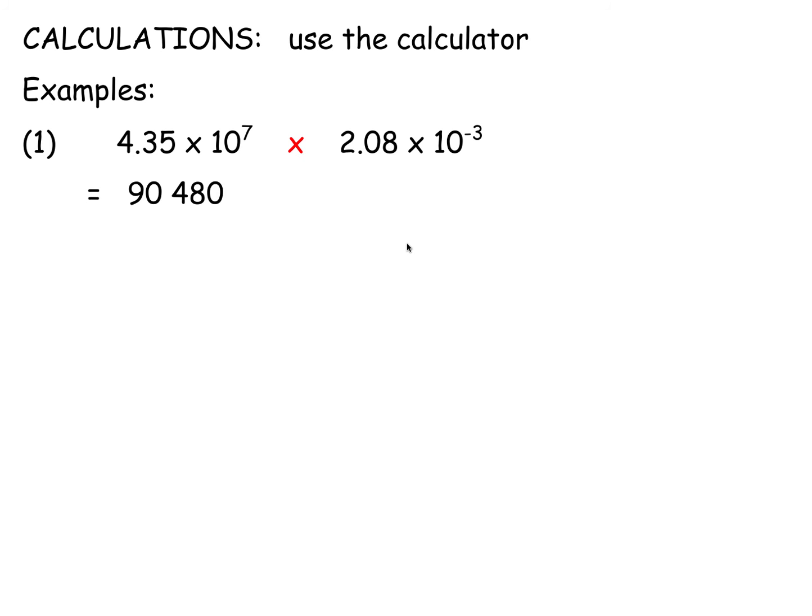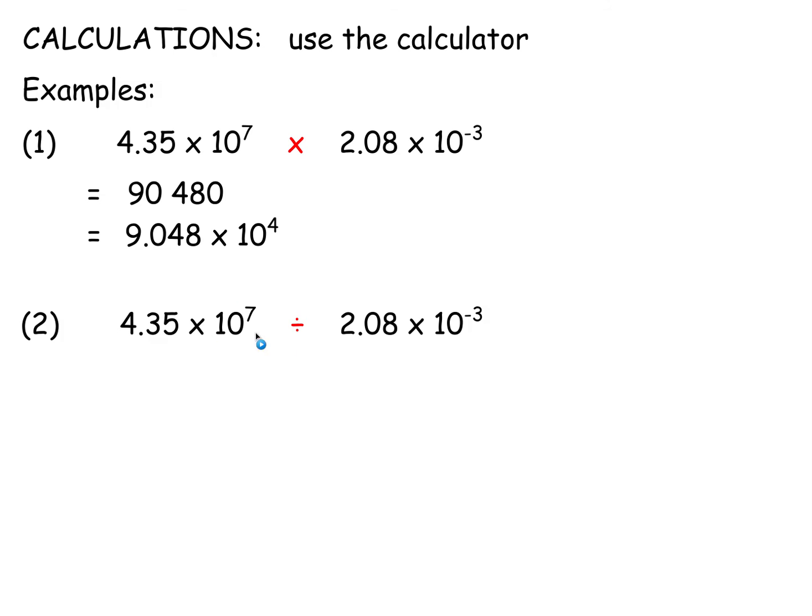It depends how your calculator's set. Most usually it will come up as a normal number in this case. If the numbers come very large, the calculator puts them into scientific notation automatically. You can set your calculator to scientific notation. But in this case it's 90,480. You then write that in scientific notation and that's it. So the calculator may be set to get you into scientific notation, or you may have to do it yourself.